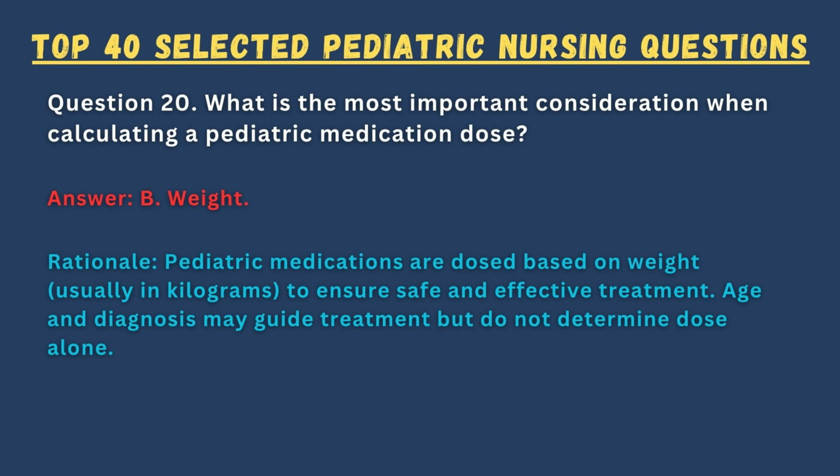Answer: B. Weight. Rationale: pediatric medications are dosed based on weight, usually in kilograms, to ensure safe and effective treatment. Age and diagnosis may guide treatment, but do not determine dose alone.